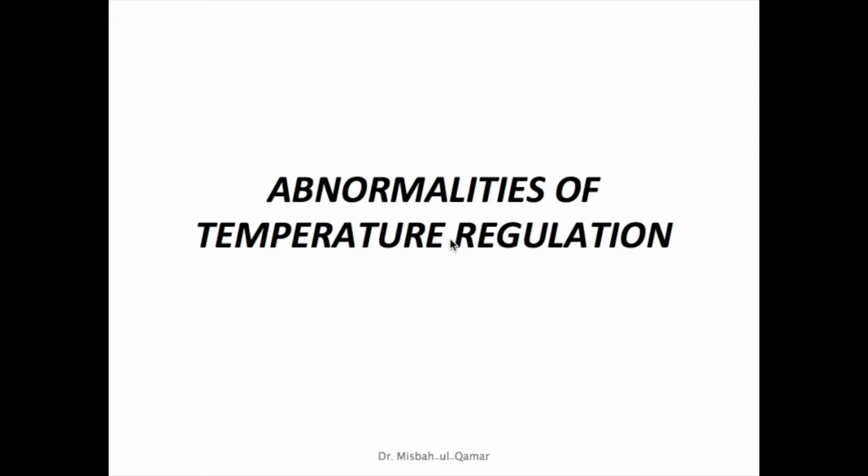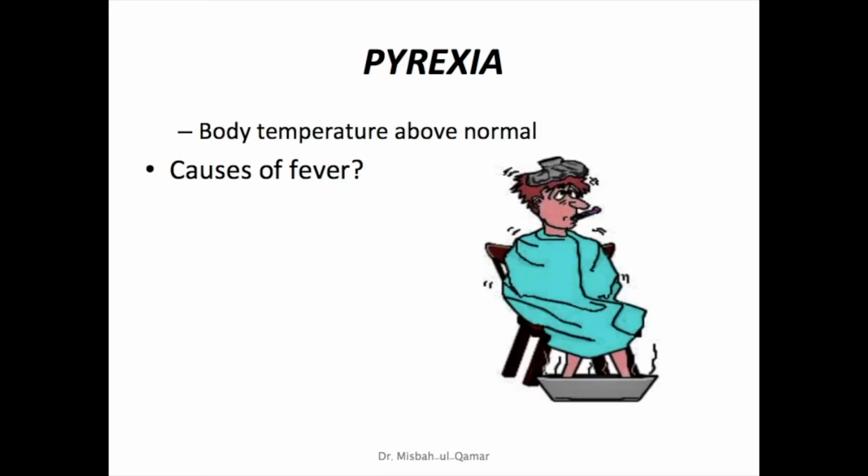This lecture will focus on the abnormalities of temperature regulation. First one is pyrexia, which in common language is called fever, and it refers to increased body temperature above normal. Pyrexia is caused by the toxic substances which can affect temperature regulating centers.